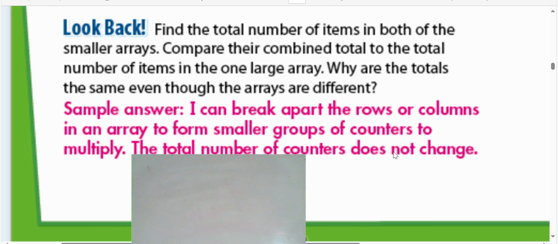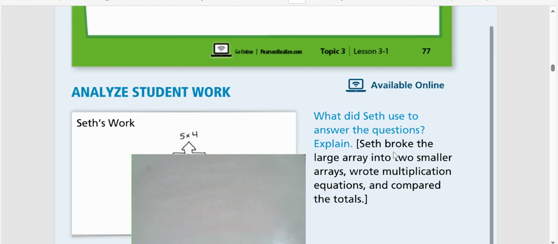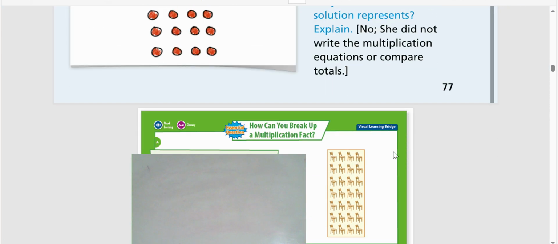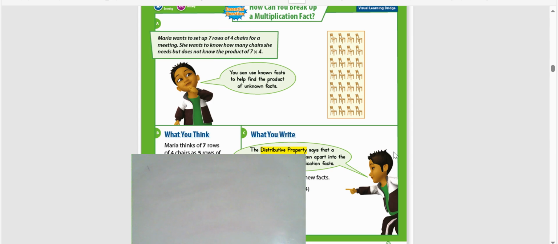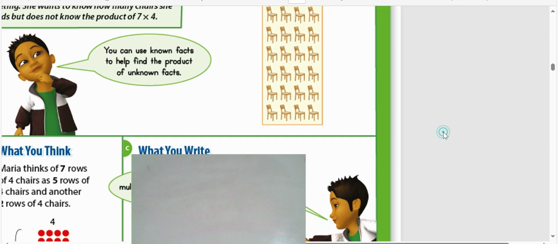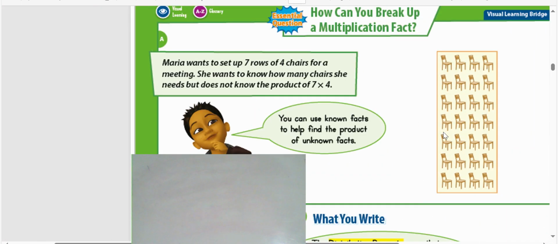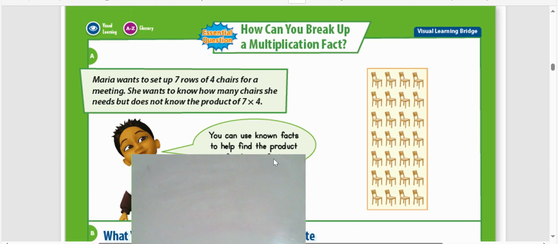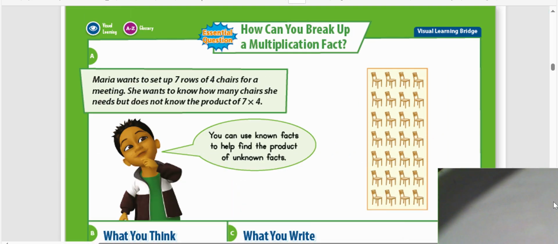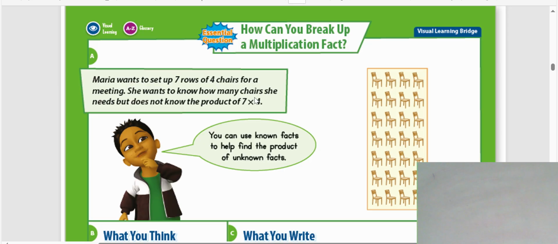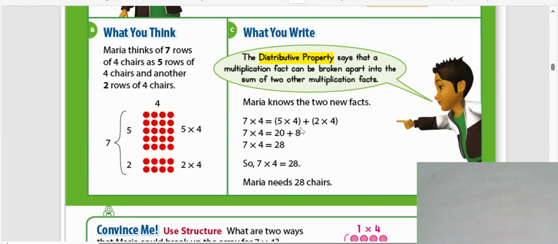Okay, next question. How can you break apart 7 times 4? We can use the distributive property. Like this, we can write 4 equals 3 plus 1. Then using the distributive property to find the answer. Like this, 7 equals 5 plus 2. We can divide it. We have 7 rows. Each row contains 4 elements.